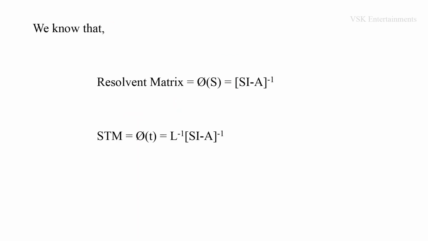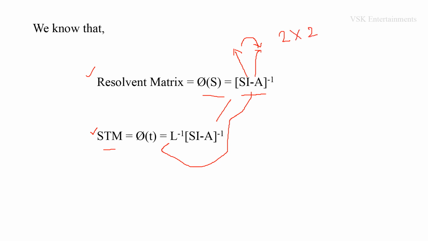First consider the formula for the resolvent matrix and the formula for the state transition matrix. The resolvent matrix is given by Φ(s) = (sI − A)^(−1), and just apply the inverse Laplace transform of this resultant matrix and we will get the state transition matrix. In these two formulae, A is the system matrix which is given in the problem, and I is the identity matrix. The order of I depends upon the order of the system matrix A. Here the system matrix is a 2 by 2 matrix, so we have to consider the 2 by 2 identity matrix, that is [1 0; 0 1].